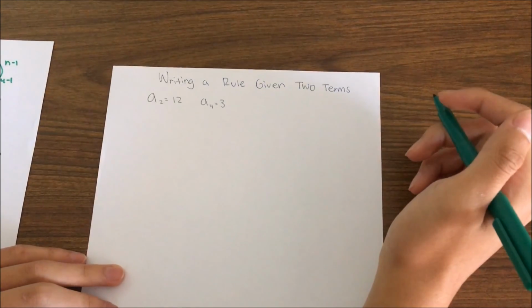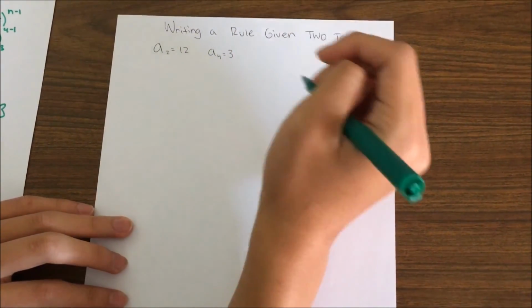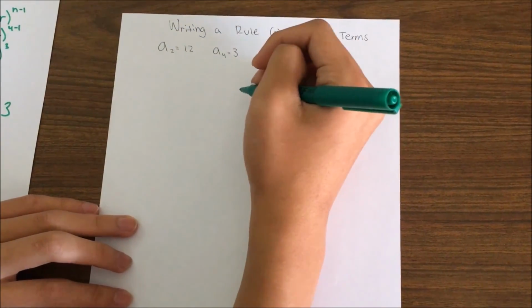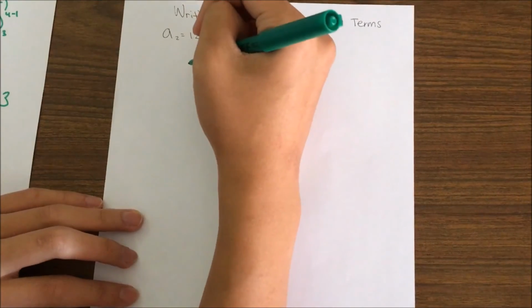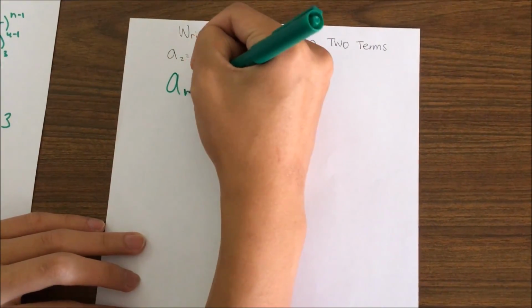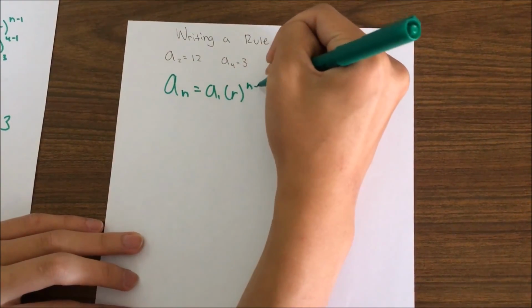Writing a rule given two terms. They gave us two terms: A2 is 12 and A4 is 3. You have to write down the geometric formula, which is An equals A1 times R to the N minus 1.